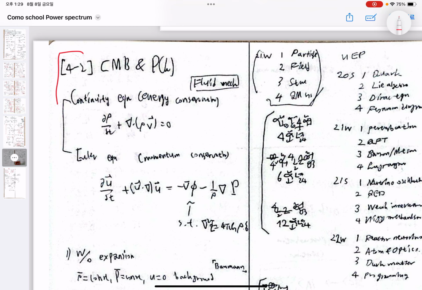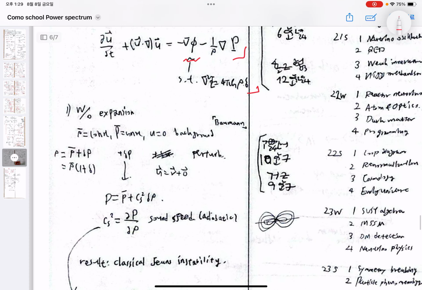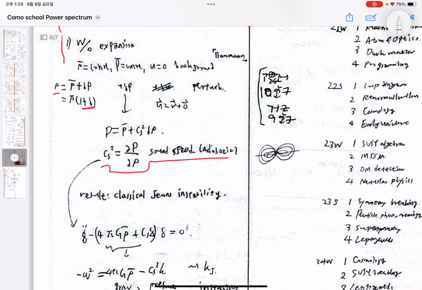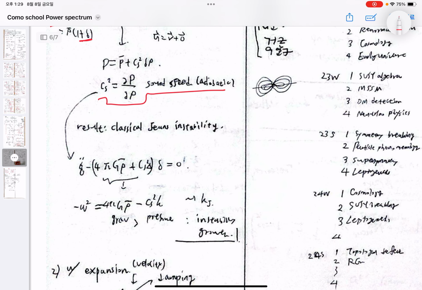From fluid mechanics, there are two conservation equations. From mass conservation, there is the continuity equation, and from momentum conservation, there is the Euler equation, and the gravitational potential satisfies the Poisson equation. Without the expansion, we can expand these with perturbation orders. For the density, we can define delta. For the pressure, we can define the sound speed. As a result, the equation of motion is given like that.